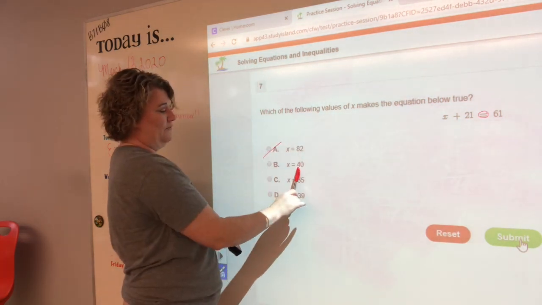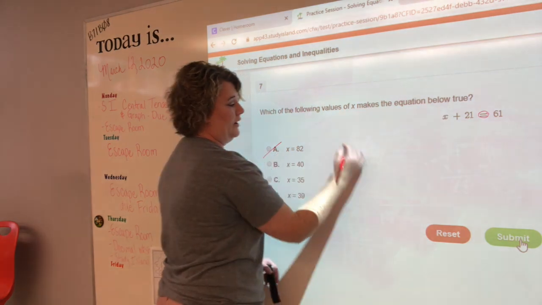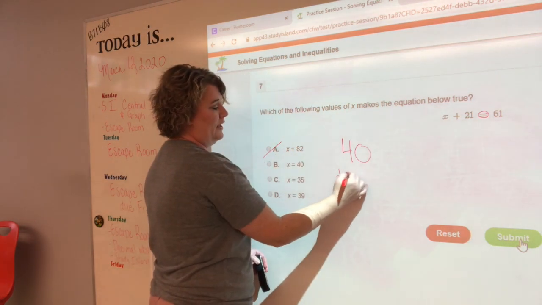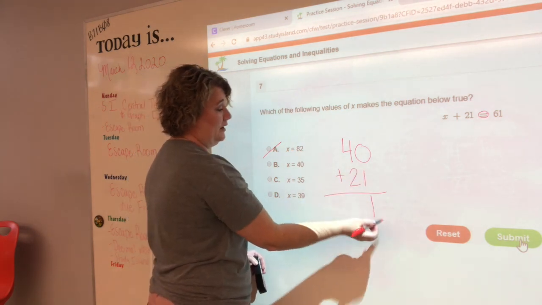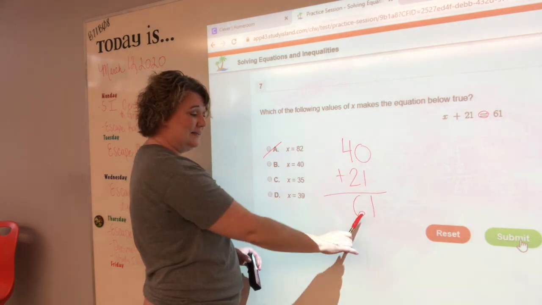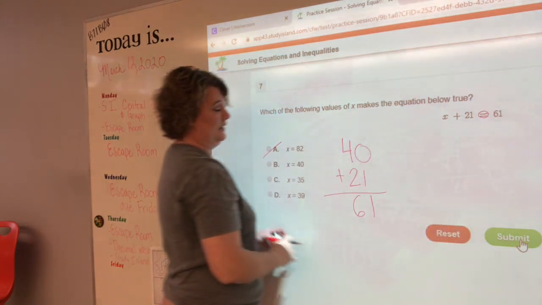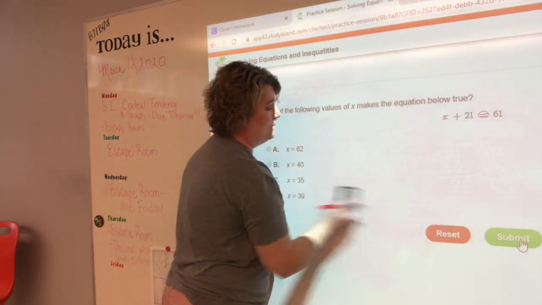That's not right. But if I plugged a 40 right there in for x, 40 plus 21, let's see if that gets me 61. 0 and 1 is 1, 4 and 2 is 6. Ding, ding, ding, ding, ding. That's exactly what I needed. So there's my answer, letter B.